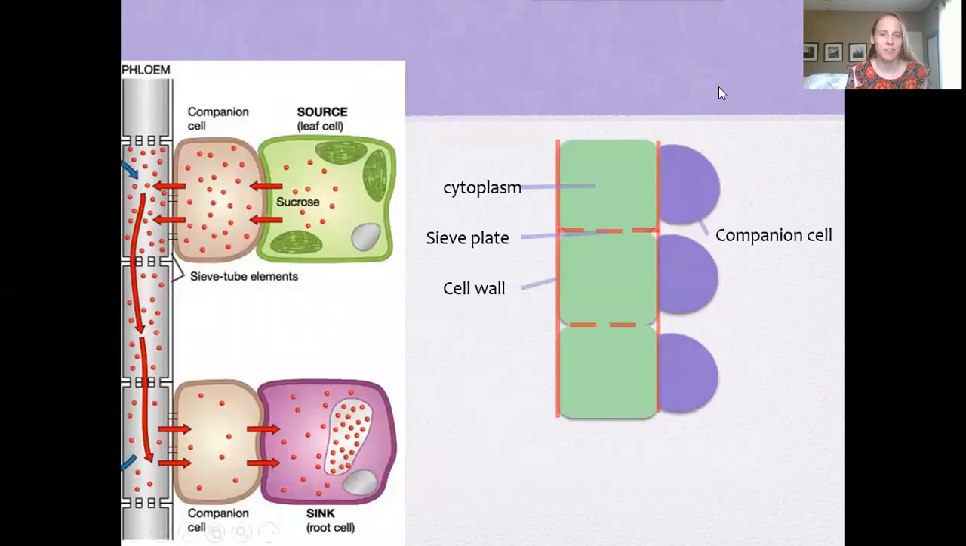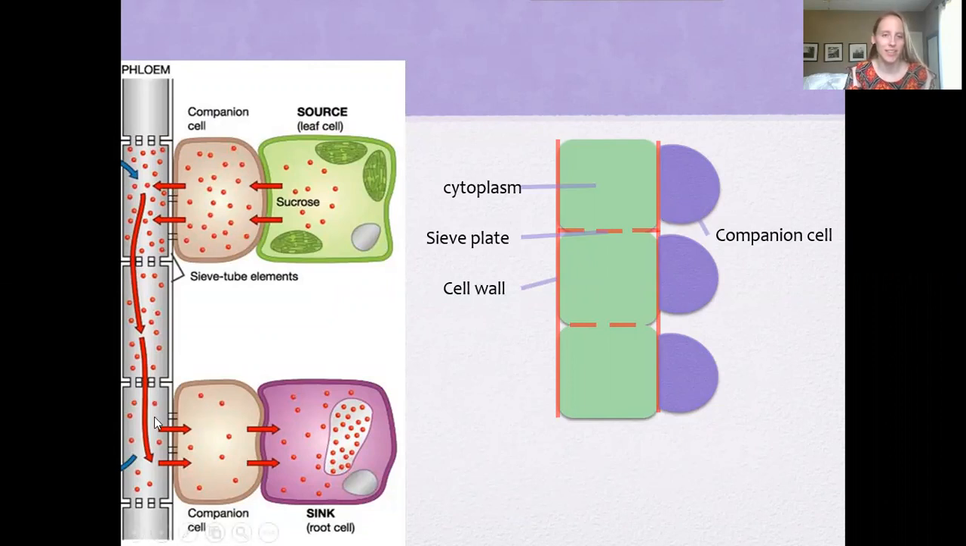So these are just two different diagrams of what this would look like. We have the different cells stacked on top of each other. This is their sieve plates. That's where the cells were touching each other. They just develop little pores. And because while the cytoplasm is still there, the nucleus is not, you have these companion cells, which are going to regulate everything that's happening.